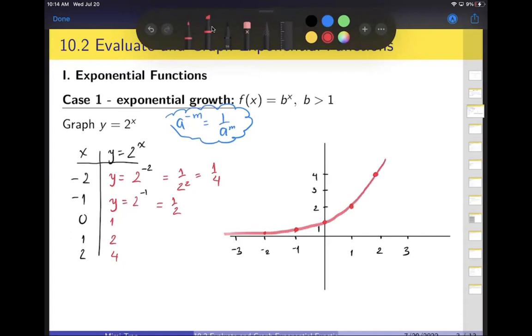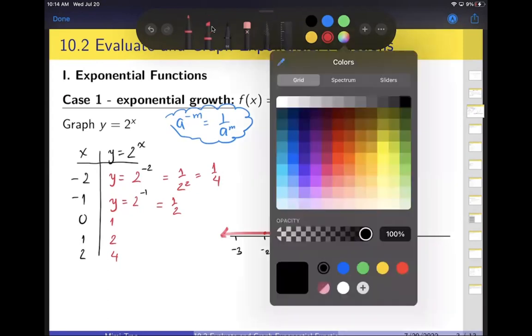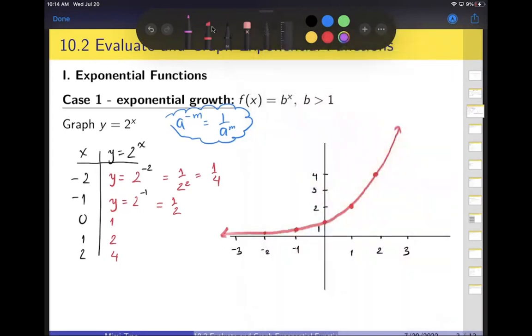You notice that I don't touch the x-axis. By the way, this graph is not supposed to touch the x-axis. And the x-axis is supposed to be your, what they call, horizontal asymptote. And I'll tell you why. It's because the horizontal asymptote is determined by the number that is being added to the function.